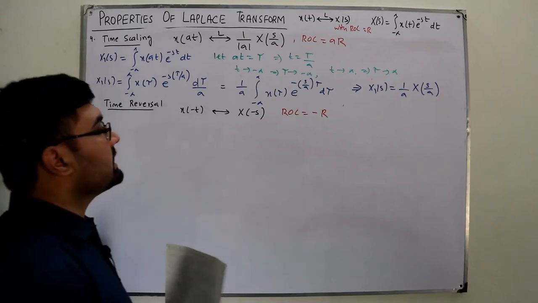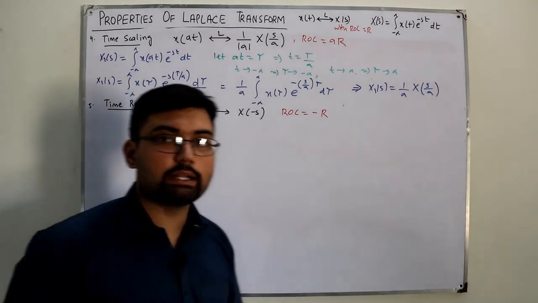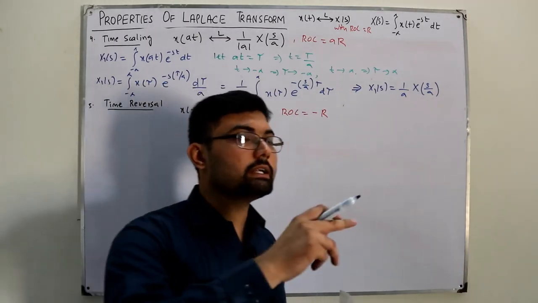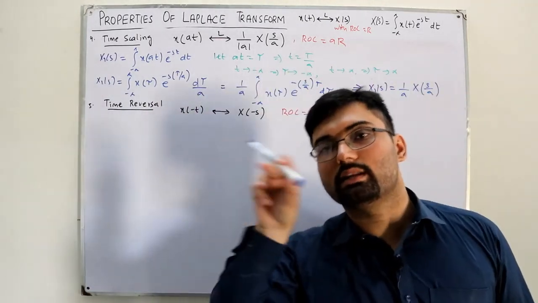This means that if a signal was initially left-handed, then after time reversal it would become right-handed. So the corresponding Laplace transform would also do this. Initially the signal was right-handed, so after time reversal it would become left-handed. So the corresponding Laplace transform also becomes left-handed.